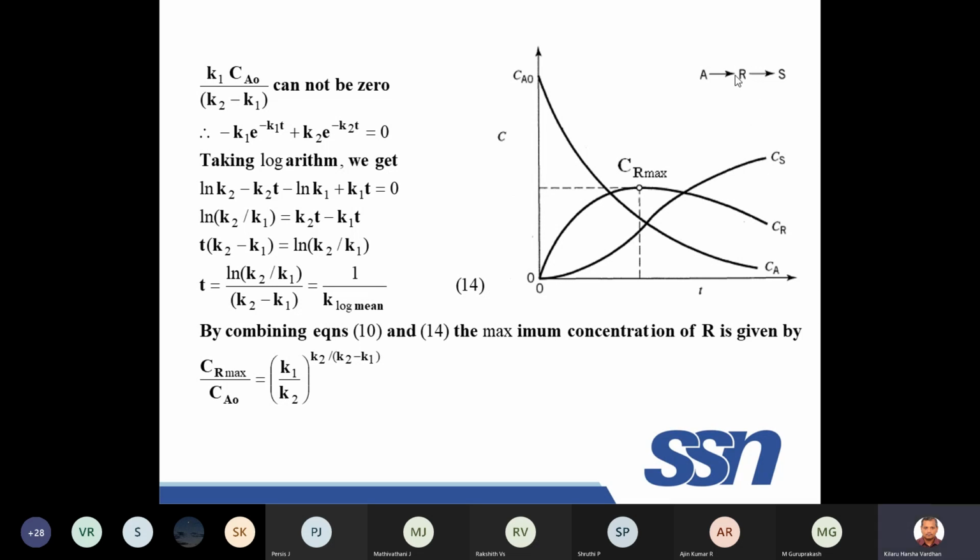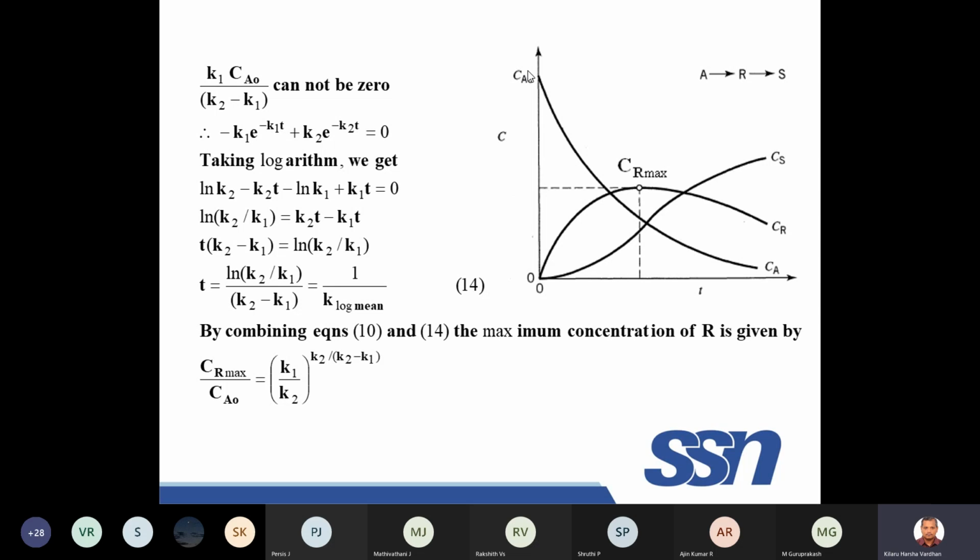What about the concentration of R? As A is reacting, R will be formed, so its concentration will increase with time. It will reach a maximum concentration. Afterwards, since S is also formed and S is going on increasing, R should go down, because for S, R is the raw material. So the concentration goes to a maximum, then the formation of S comes into the picture. Therefore, the concentration of R will go down.